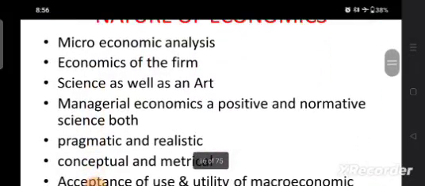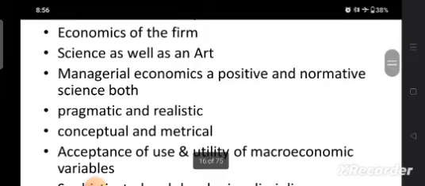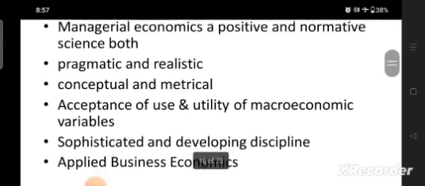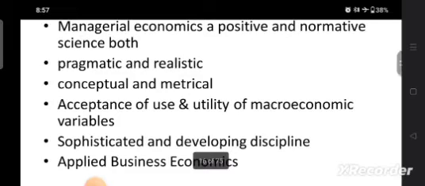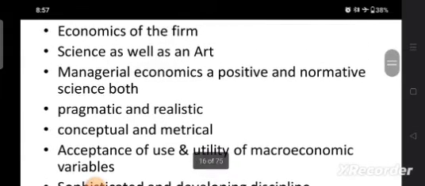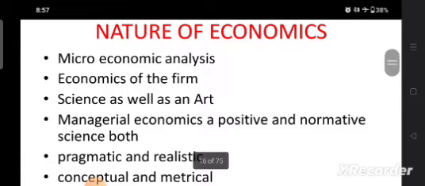So let us see what the nature of managerial economics is. There are many things that come under the nature of managerial economics. The first one is microeconomic analysis, and the second is economics of the firm, science as well as art, managerial economics as positive and normative science, pragmatic and realistic, conceptual and metrical, acceptance of the use and utility of macroeconomic variables, and a sophisticated and developing discipline, and applied business economics. So these are some of the nature of managerial economics. Let us see one by one.